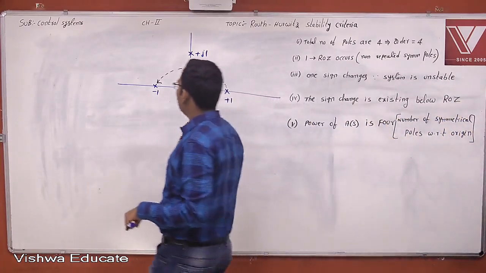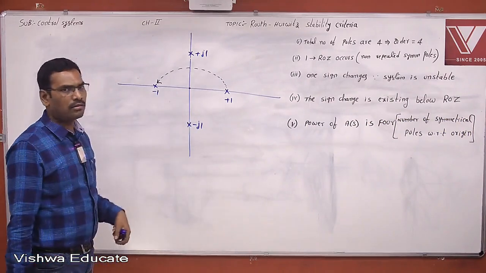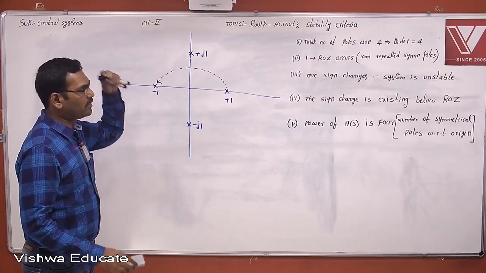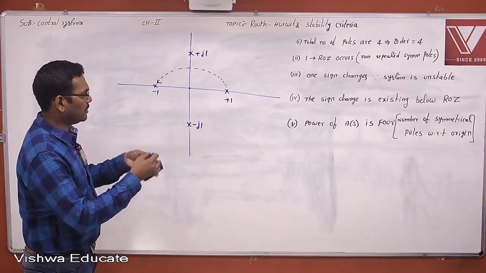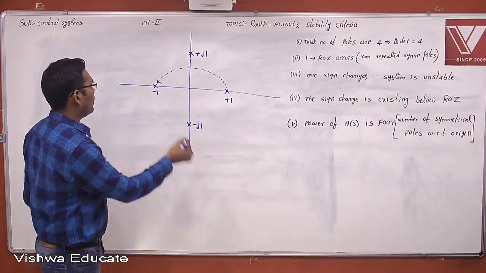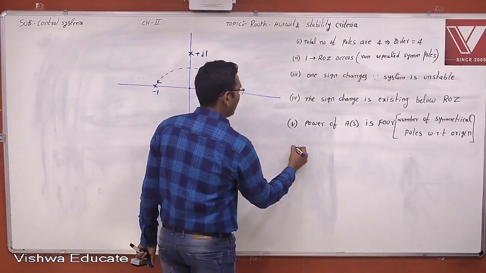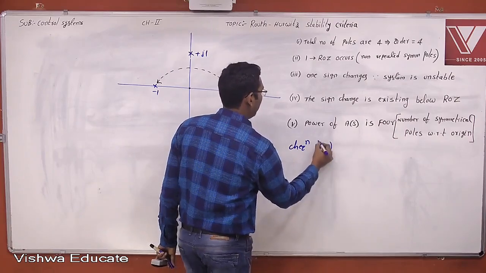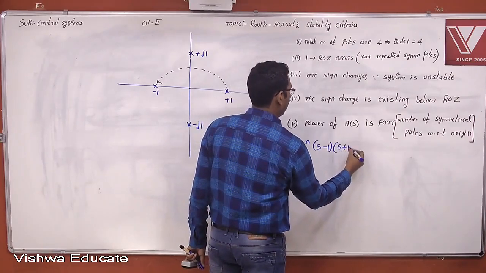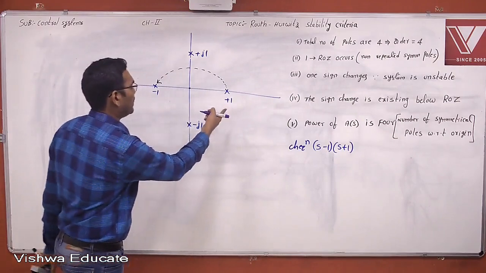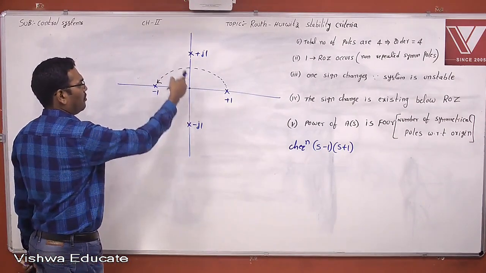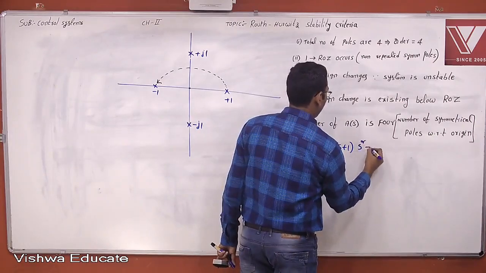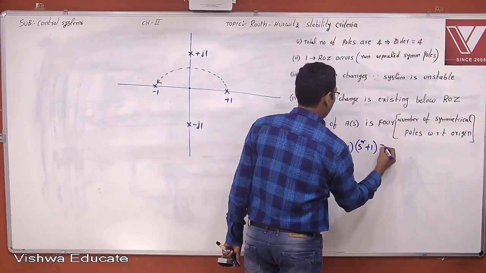Then you may have a doubt: sir, is this correct or not? Therefore, you can do a reverse analysis. From the S-plane we go to the characteristic equation, and we can identify whether this is correct or not. Now, what is the characteristic equation? It is (s minus 1)(s plus 1), because one pole is at plus 1 and another pole is at minus 1. Then (s plus j1)(s minus j1), therefore this is s squared plus 1, s equal to plus or minus j1.